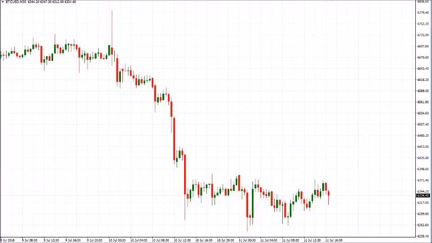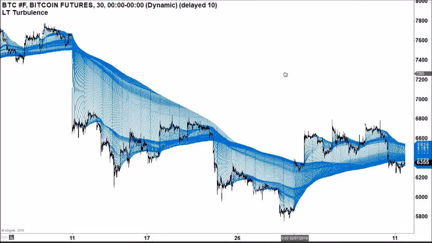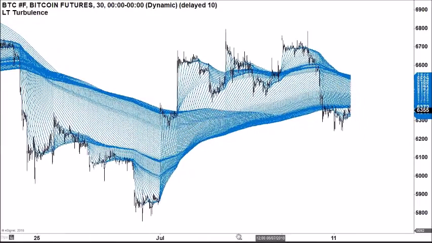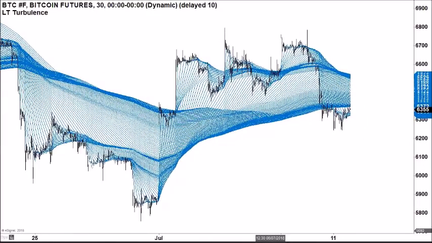For example, here's a normal chart of Bitcoin on a 30-minute chart, and here's the same chart on a 30-minute time frame, but this time by looking at the turbulent levels. And what I pay attention to when I see this chart are two things. Number one, the thick levels of turbulence. So I want to see, first of all, where the thick levels of turbulence are on the chart. For example, right now, these levels are here and here. And I'll explain to you what those levels are in a few moments.